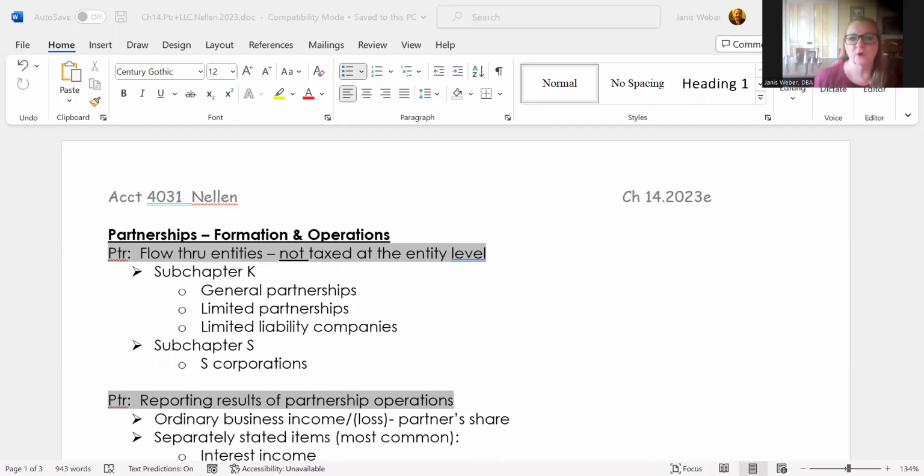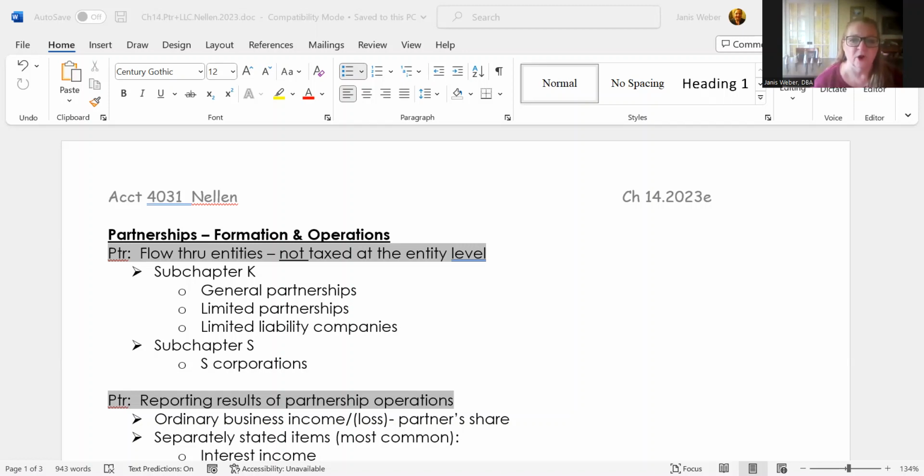Okay, so you know how the corporations are under subchapter C and the S corporations are under subchapter S. Well, the partnerships, they don't usually mention it whenever you're just working with the returns for partnerships, but they're under the Internal Revenue Code's section Title 26, subchapter K.